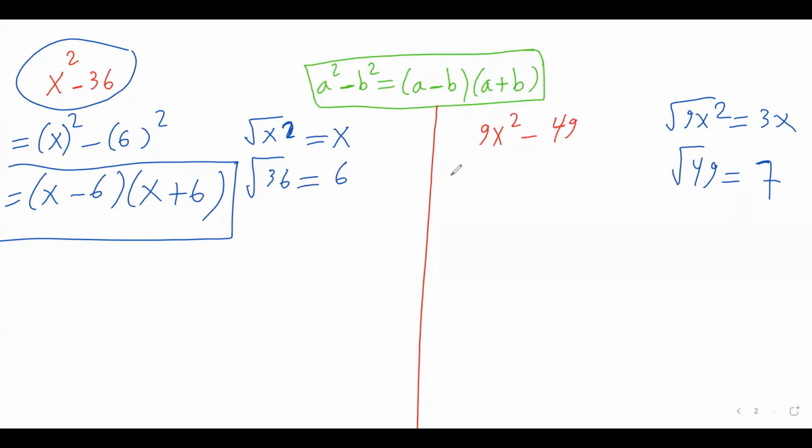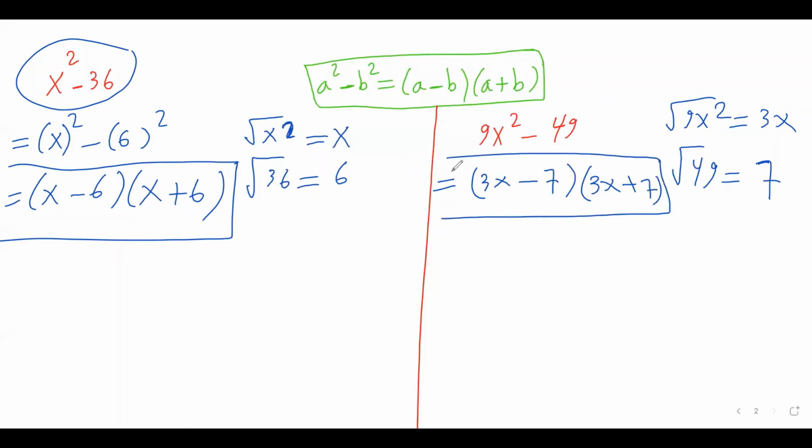So if I want to factor it, based on this identity, I can say this equals the square root of the first one, which is 3x, minus the square root of the second one, which is 7, times the square root of the first one plus the square root of the second one. So this is the factored form of this expression. So that's how we use difference of squares.